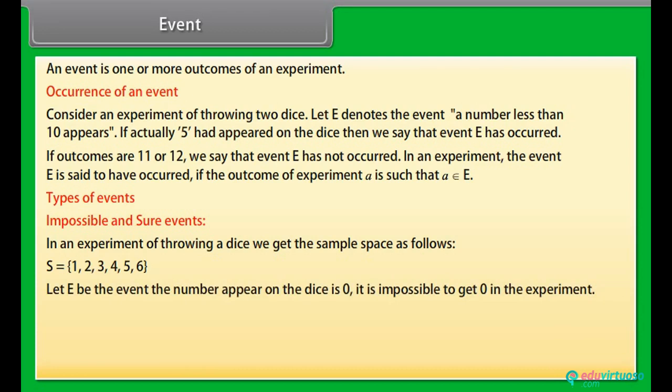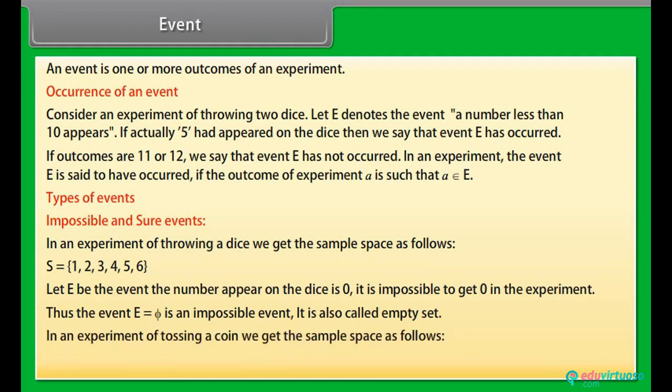Let E be the event that the number appearing on the dice is 0. It is impossible to get 0 in the experiment. Thus the event E is equal to phi, an impossible event. It is also called the empty set.